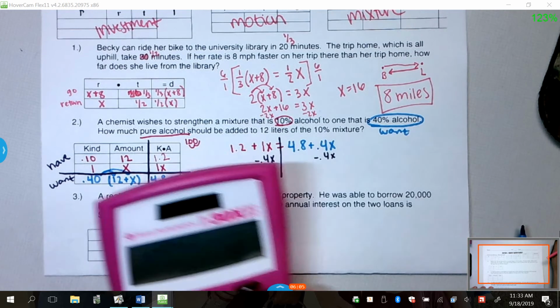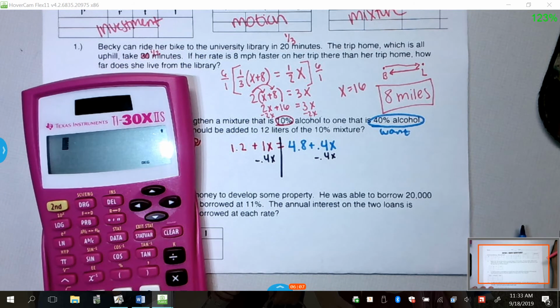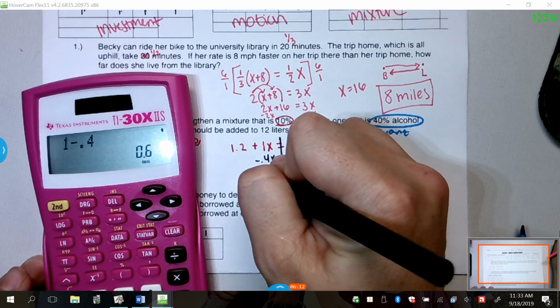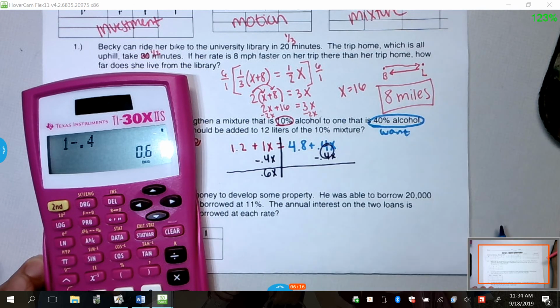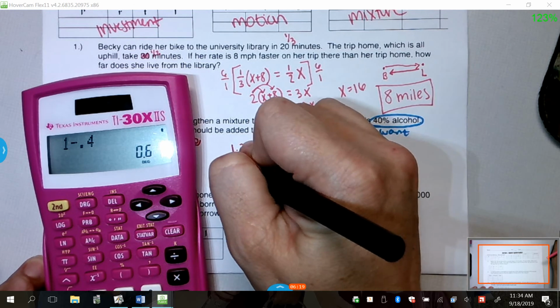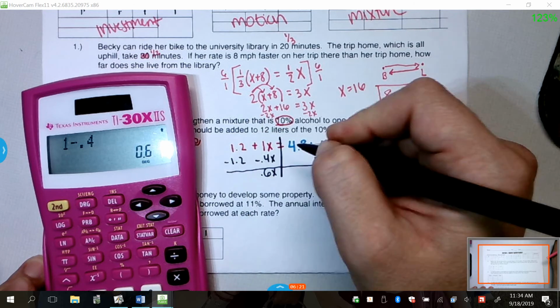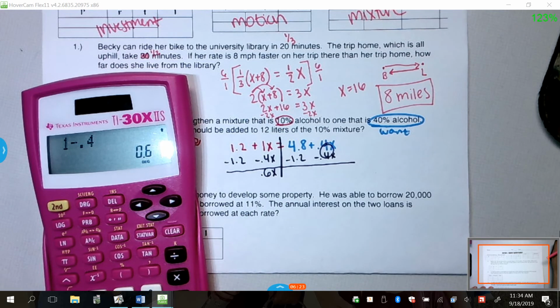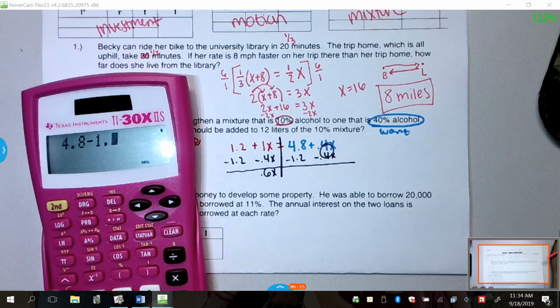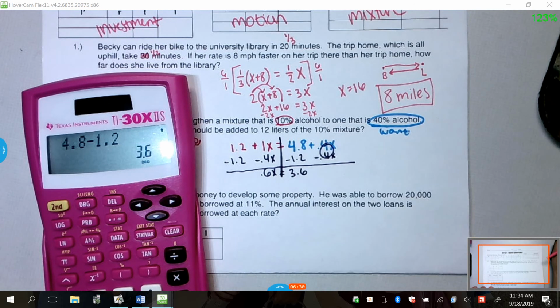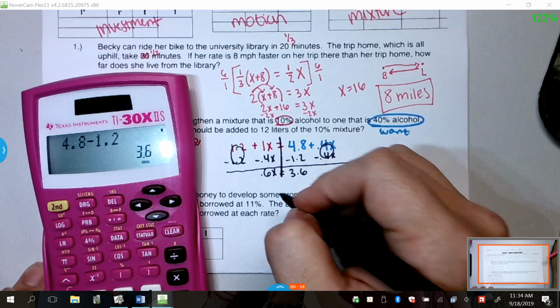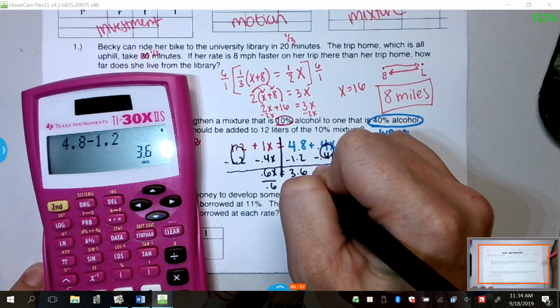Okay, use your calculator. A lot of y'all are messing up your decimals. 1 minus 0.4, that gives me 0.6. So I get 0.6x. This ends up giving me 0. Now I need to move this 1.2 to the other side. This is a positive, so I'm going to subtract. So I get 4.8 minus 1.2, and I get equals 3.6. So my final step to get my x by itself, so that cancels, is divide both sides by 0.6.